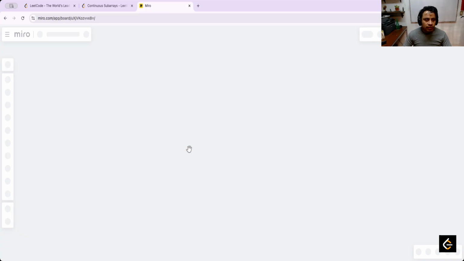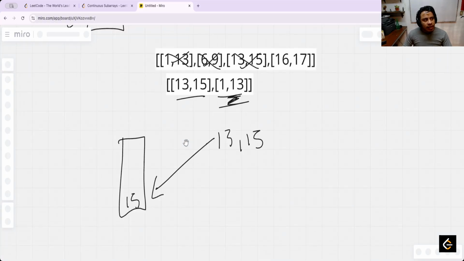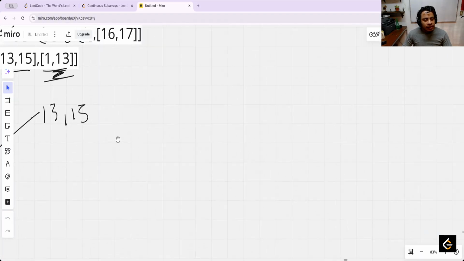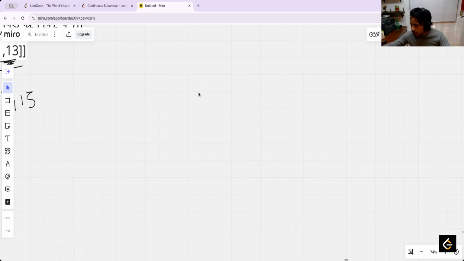I receive only the nums. I think maybe it's only with a prefix sum to do this calculation. I don't know, this is my first idea right now.